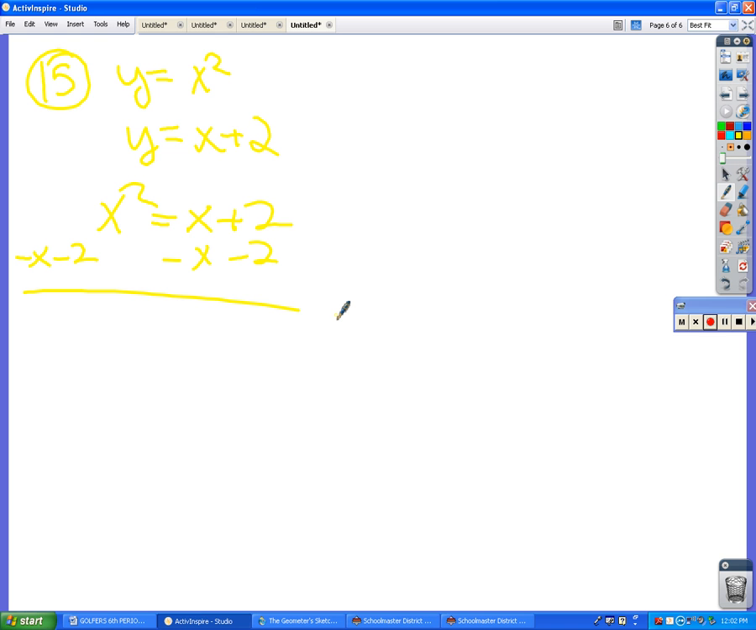The x can't play with the x squared and the negative 2 can't either. So all that's left over here is x squared minus x minus 2, equals 0.